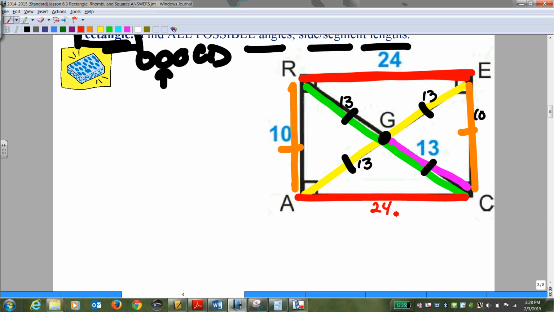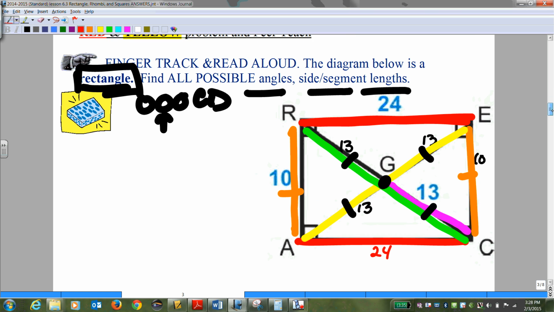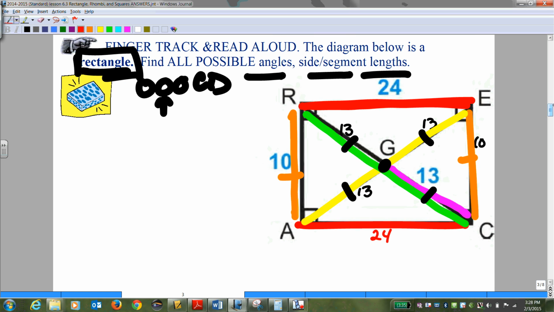Now, that seems really easy. Now, look at what we're trying to find. We're trying to find all segment and side lengths. And you look so far. Ask the person you're coaching, have you found all the side lengths and segment lengths? And the answer is yes, we have. Now you think you're done, but you're not. Because I also want you to find angles.